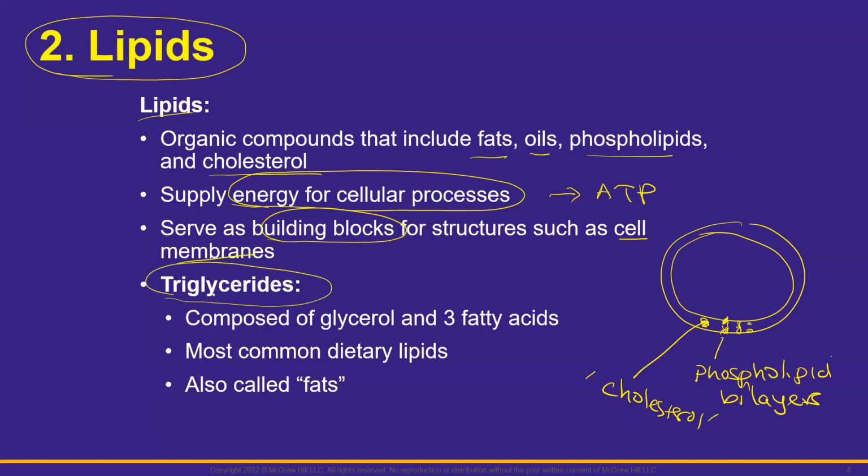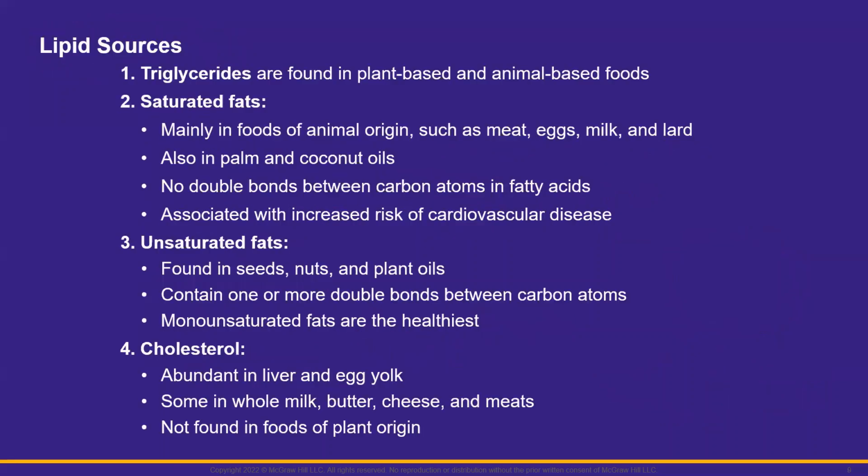Triglycerides are composed of glycerol and 3 fatty acids. This is the most common dietary lipid that we take, and it is also called fat. So these are the group of lipids that we usually take from diet. Triglycerides are mainly found in plant-based and animal-based food. So food that contains fat mostly has triglycerides in it.